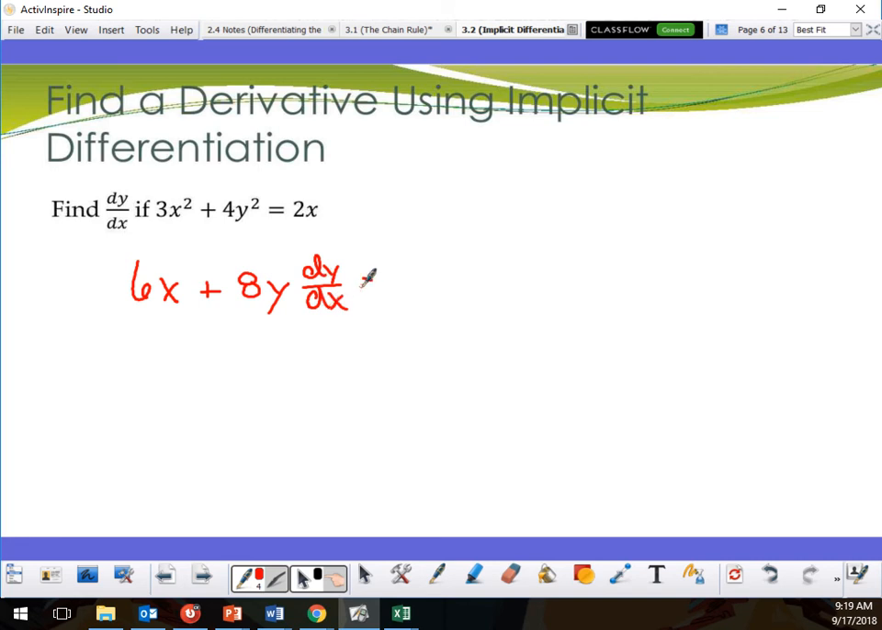dy/dx equals 2. Now, if I'm finding dy/dx, that means I'm isolating it, getting dy/dx by itself on the left-hand side. So everything else has got to go to the right. I'm going to move that to the other side, so it's going to be 8y dy/dx equals 2 minus 6x. And to get my dy/dx by itself, I have to divide both sides by 8y.